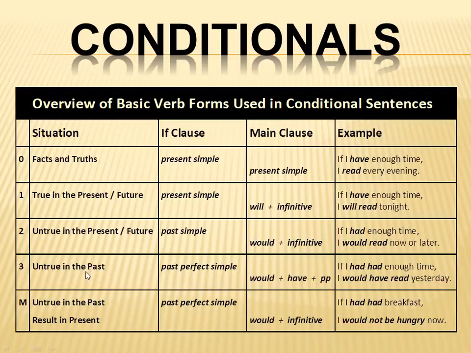Number 3, we use the third conditional to talk about the untrue in the past. You have to use past perfect simple for the if clause, and you have to use would plus have plus participle in the main clause. For example, if I had enough time, I would have read yesterday.